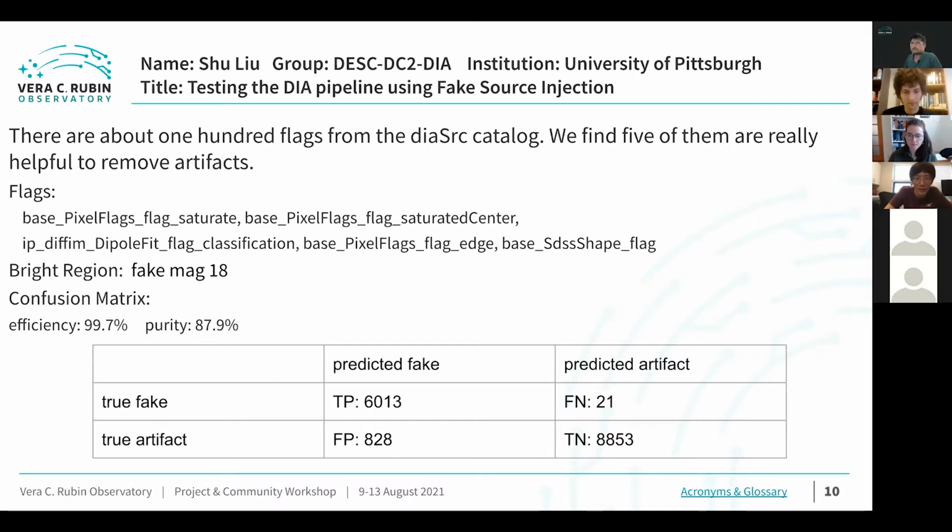We find that our pipeline can achieve a 99.7% efficiency and 87.9% purity, which means the pipeline works quite well. So that's all of my talk. Thanks.